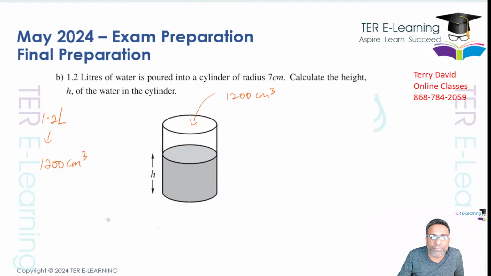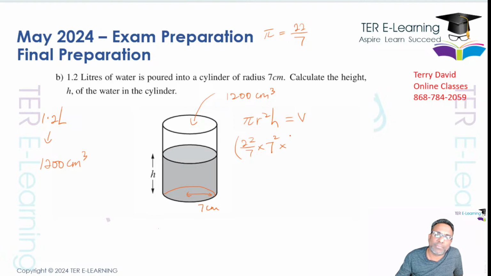Now, they told you the radius of this thing here. The radius is 7 cm. The volume of our cylinder is given by pi r squared h, and that's equal to your volume. Sometimes it may tell you to take pi as 22/7, or you may be asked to take it as 3.14. Let's say 22/7. So pi, which is 22/7, multiplied by the radius squared, which is 7 squared, multiplied by h, which I don't know, is equal to your volume, which is 1,200.